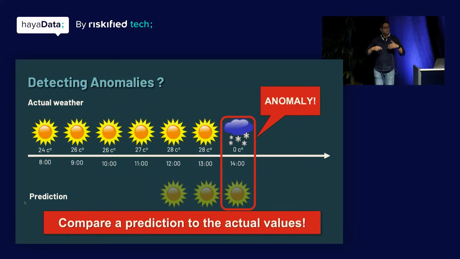We basically make some prediction using some model, and there's lots of different models you can use, and then we compare it to the actual values. If they're off by a lot, we declare it as an anomaly.